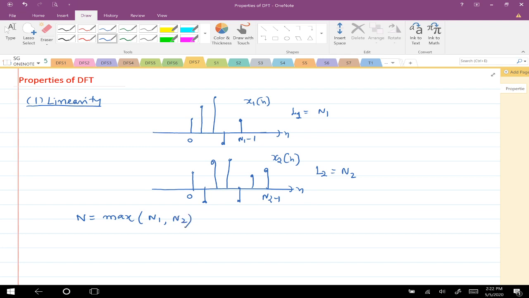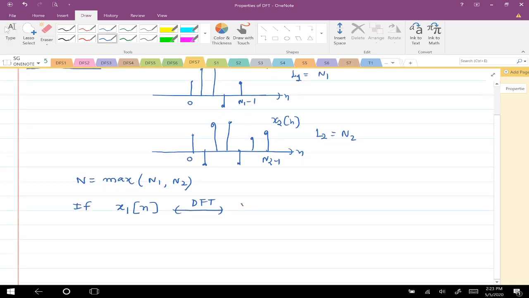So assume that your n1 is, let's say, 4 and n2 is 6. All you do is, for the first sequence x1 of n, you append a couple of zeros and then you compute. When I am saying DFT, in all the cases that's n point DFT.